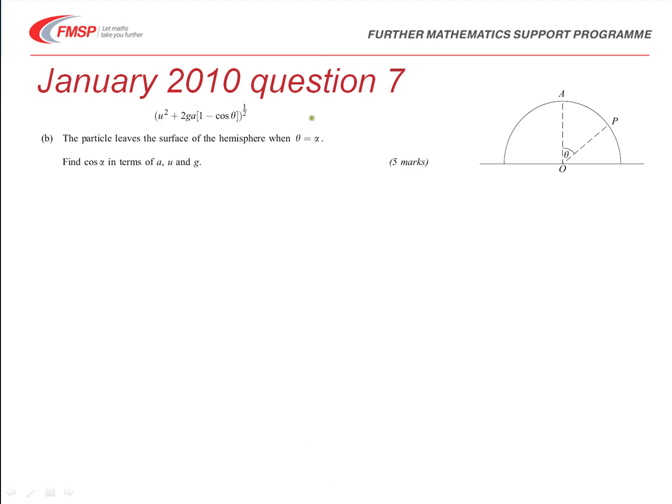Now, part B of the question says the particle leaves the surface at some angle alpha, and you've got to find the cosine of alpha in terms of u, a and g.